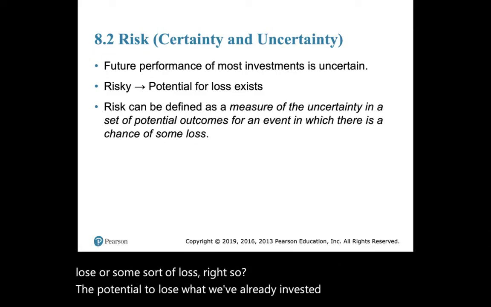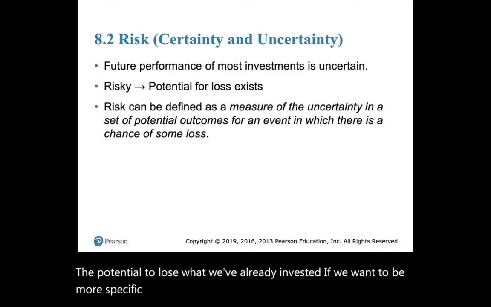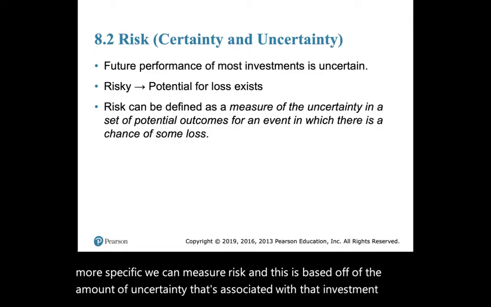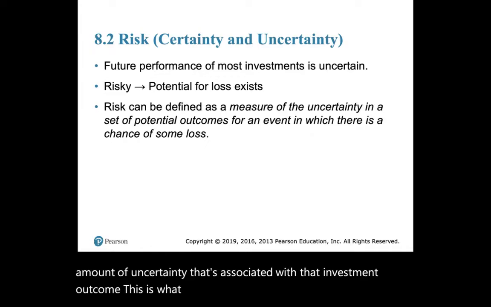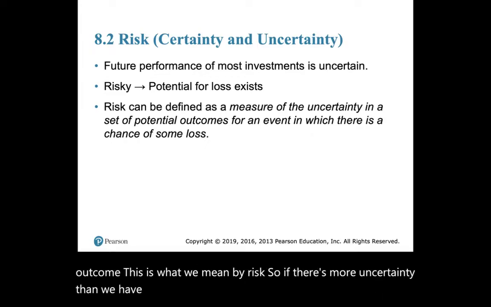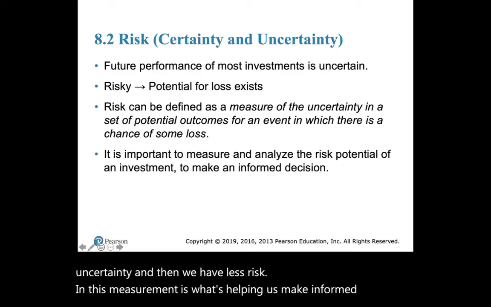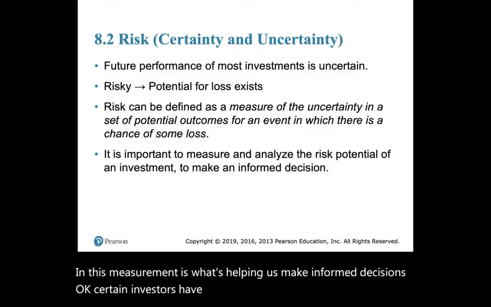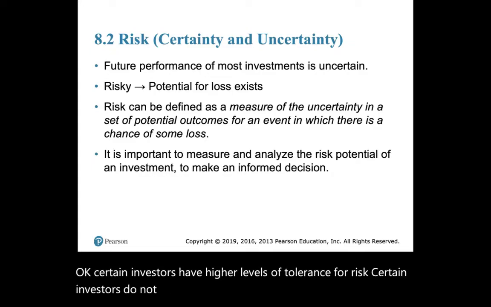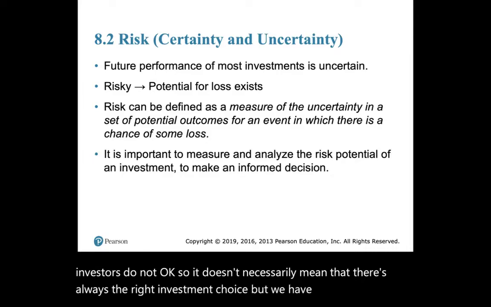If we want to be more specific, we can measure risk, and this is based off of the amount of uncertainty that's associated with that investment outcome, okay? This is what we mean by risk. So if there's more uncertainty, then we have more risk associated. If there's less uncertainty, then we have less risk. And this measurement is what's helping us make informed decisions, okay? Certain investors have higher levels of tolerance for risk. Certain investors do not, okay?